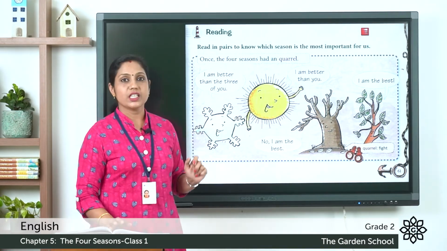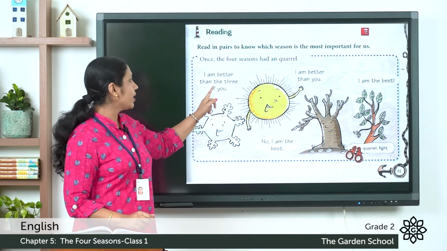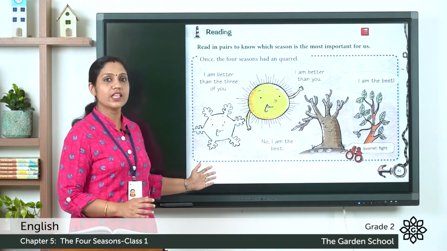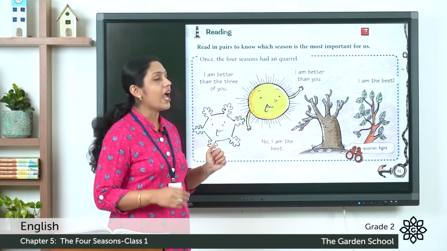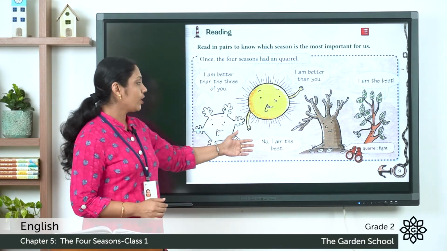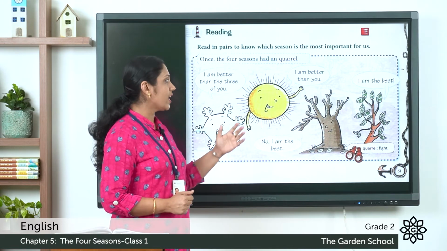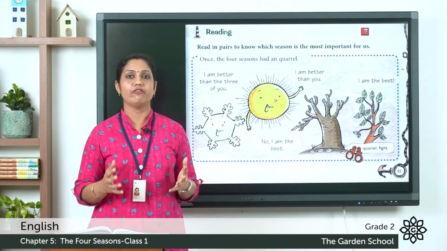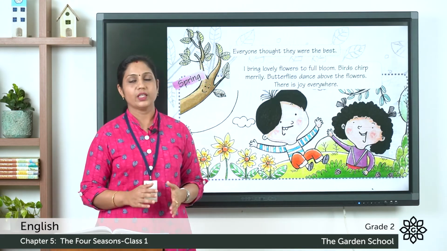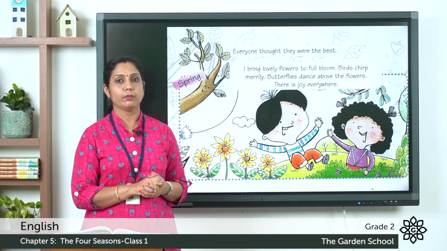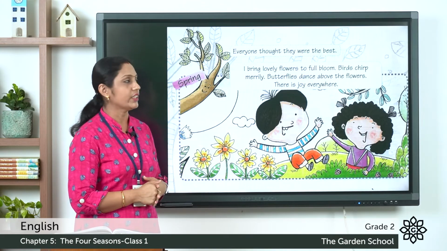Once the 4 seasons had a quarrel. I am better than the 3 of you. So winter is saying, I am better than 3 of you. And what is summer saying? I am better than you. Autumn is saying, no, I am the best. And spring is saying, I am the best. Everyone thought that they were the best and they started fighting for that.